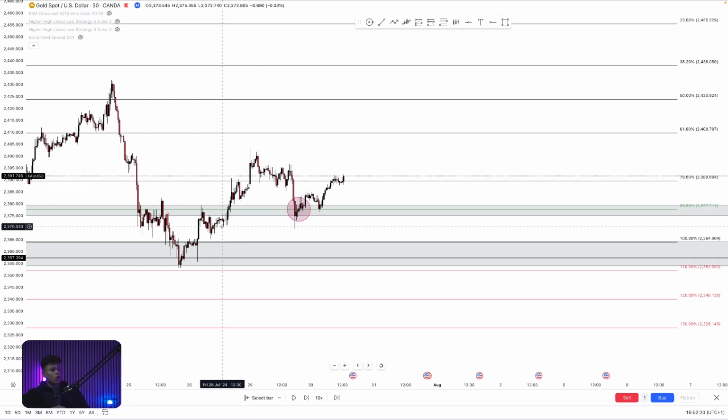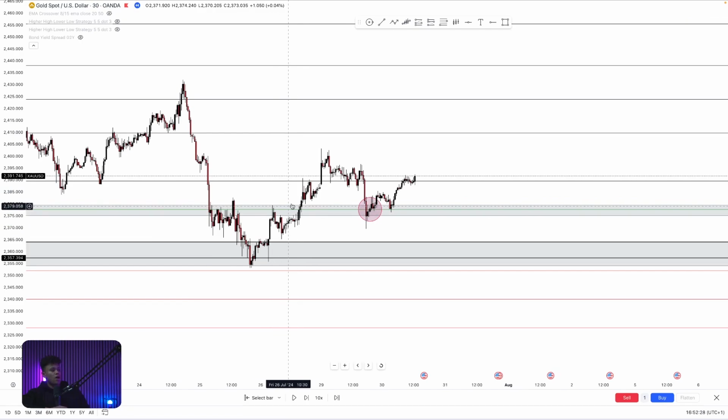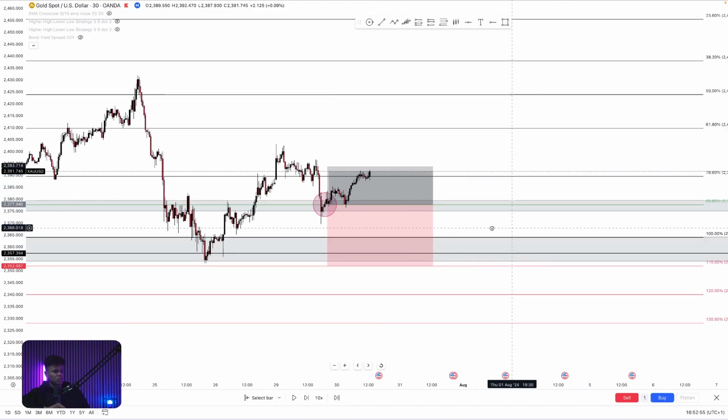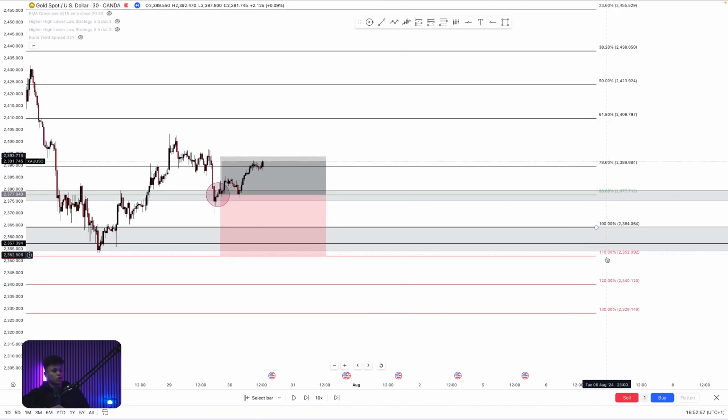Okay, so right here, price broke above this resistance level of our 88.6 entry Fibonacci level, came back, and retested it. This is the area where we are going to enter a buy, a long position. Boom, place our entry right here and place our stop loss on one of these three levels on the entry model Fibonacci.